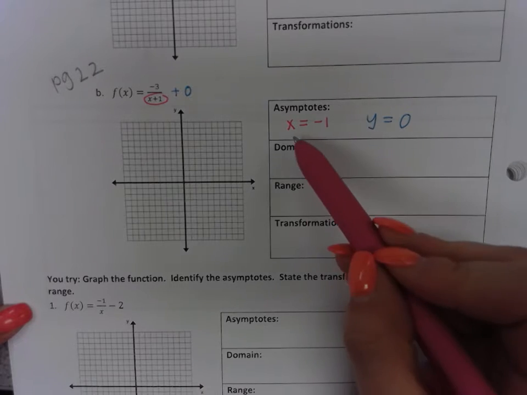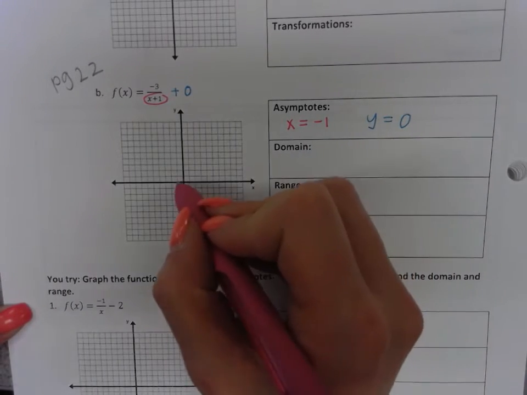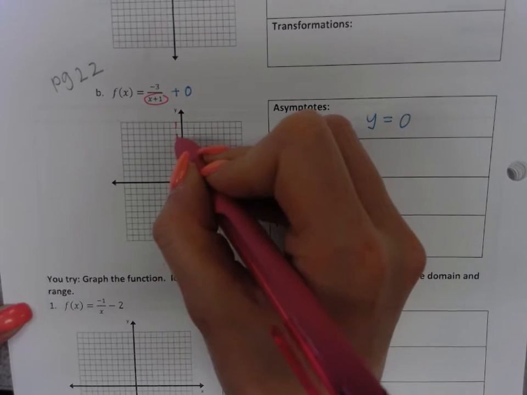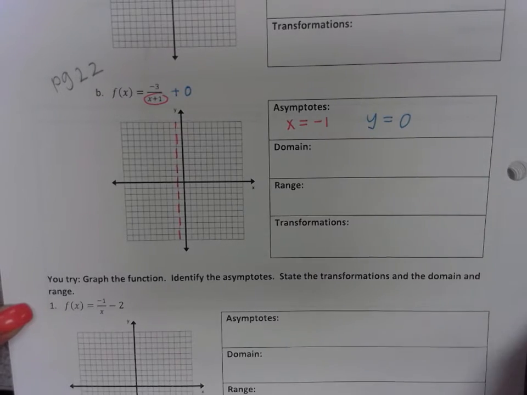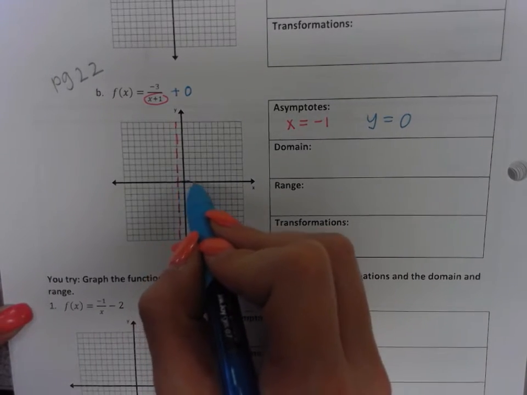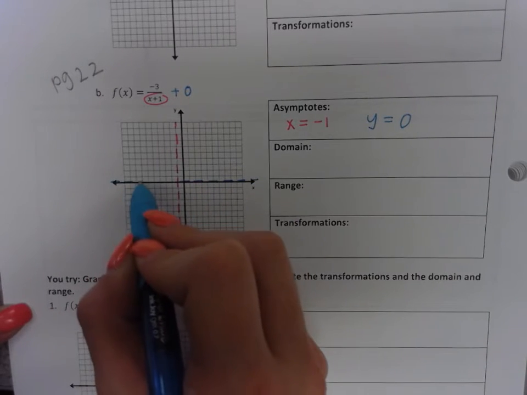If my asymptote is at x equals -1, I know it needs to cross the x-axis at -1, so I'll put my vertical dashed line there. And y equals 0 means it will cross the y-axis at 0, so it is pretty much your x-axis.